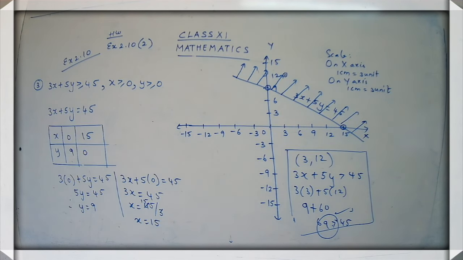Have you drawn the line, children? Have you drawn the arrow showing upward? Okay, so that was for the first inequality. So now we are going to show for the second inequality. So we are going to check where x greater than or equal to 0 is going to lie. Have you completed, children? Can we proceed for the second inequality?